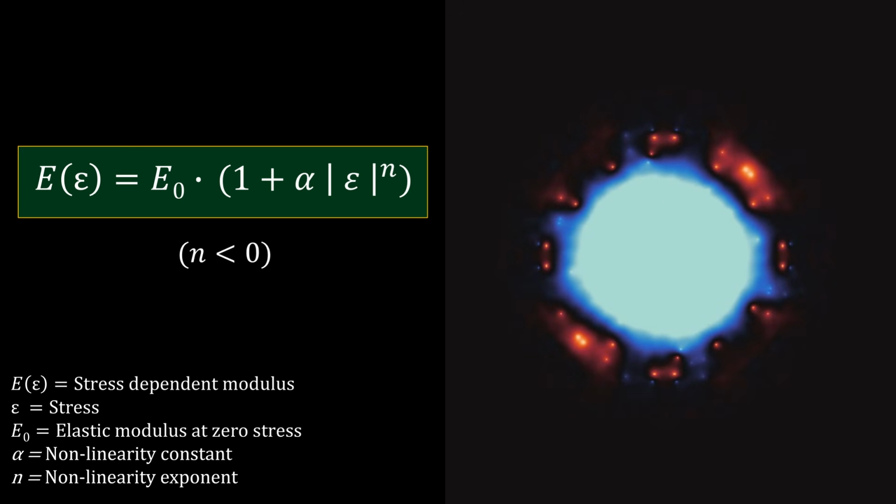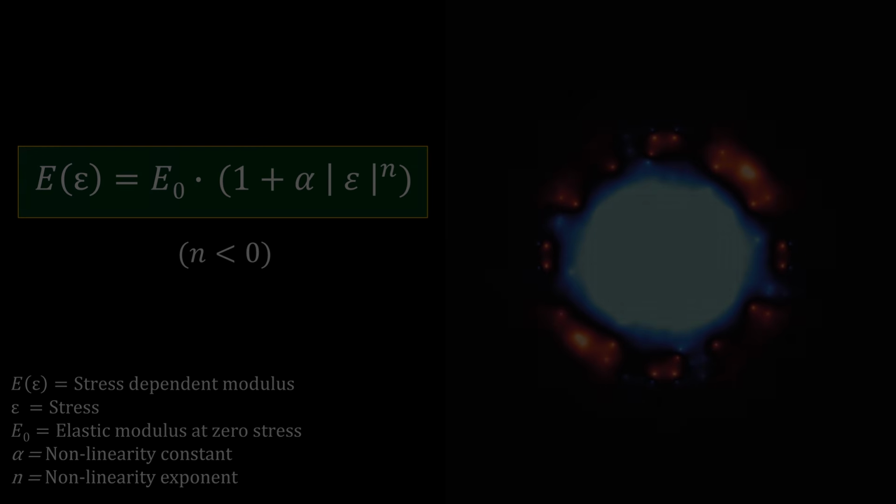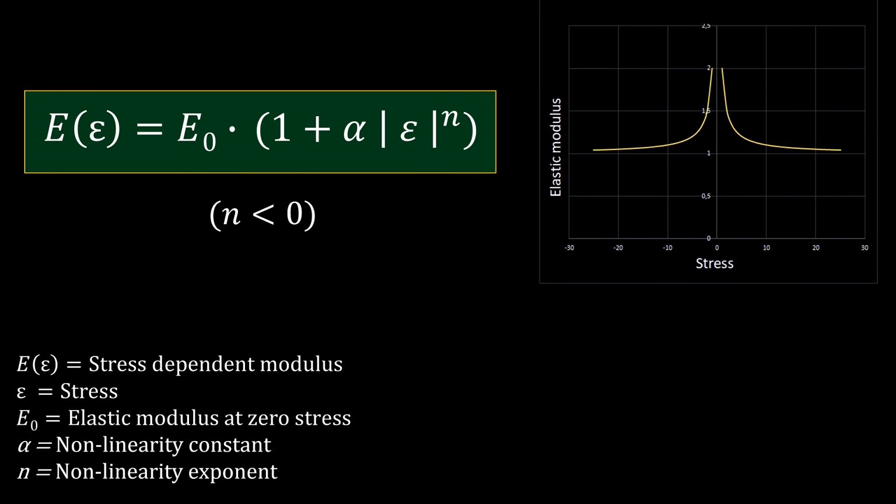So when I first saw this, I had no clue what was happening, and it was only after I plotted the nonlinearity function that this made any sense. Here you see what a negative exponent means for the elastic modulus as a function of stress. Effectively, the stress value goes into the denominator, meaning that around zero stress the elastic modulus goes to infinity.